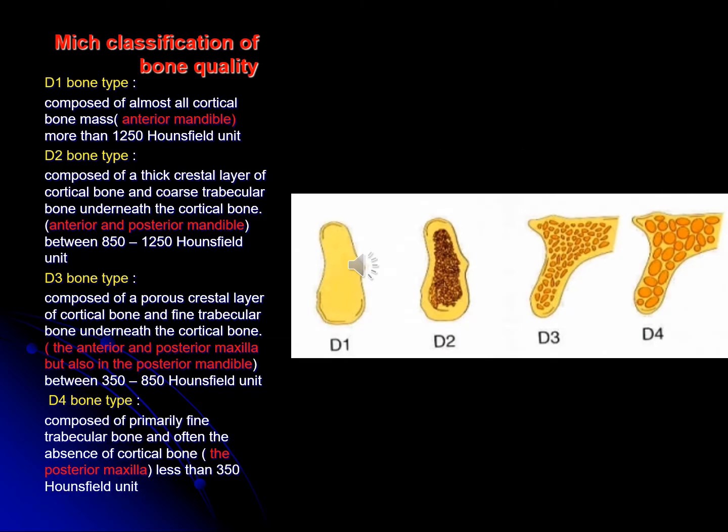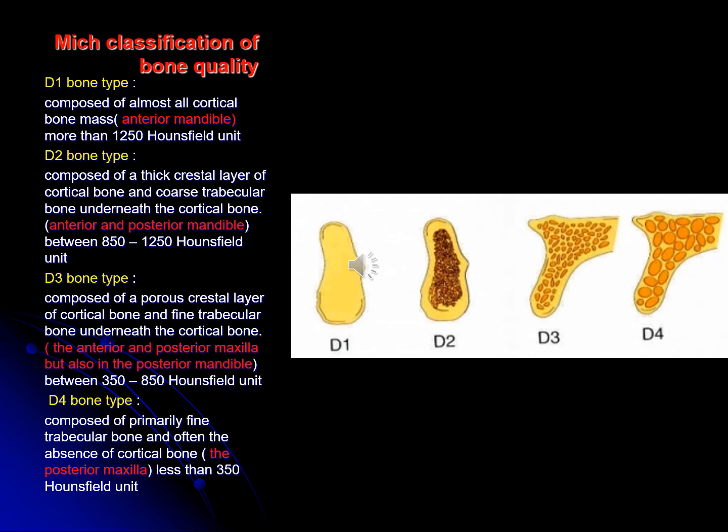The previous classification we talked about is for the bone quantity. We will talk now about another classification, of bone quality. This is Misch classification of bone quality. We have 4 types of bone quality.